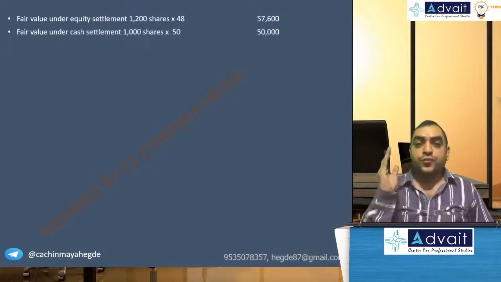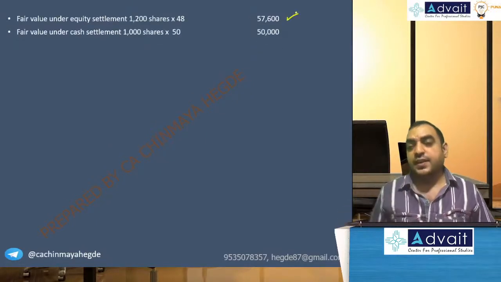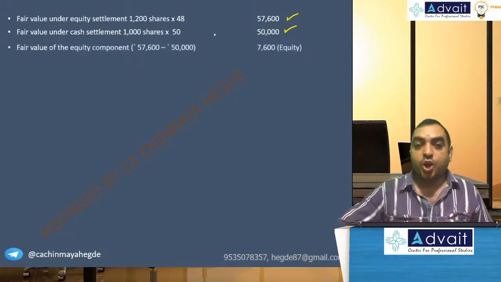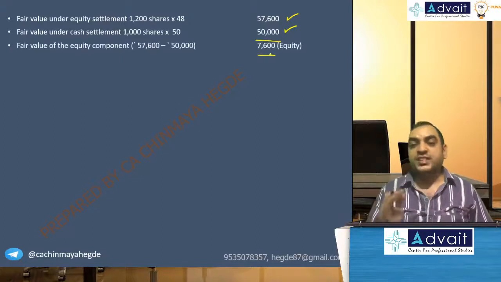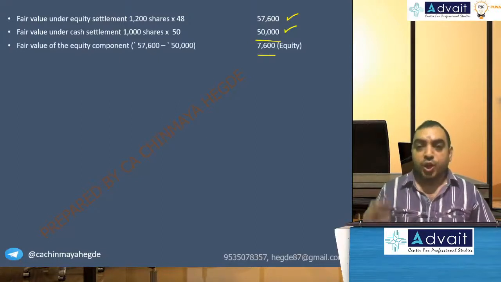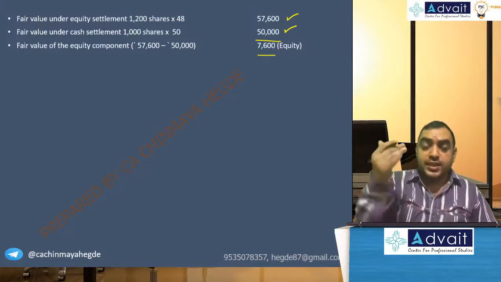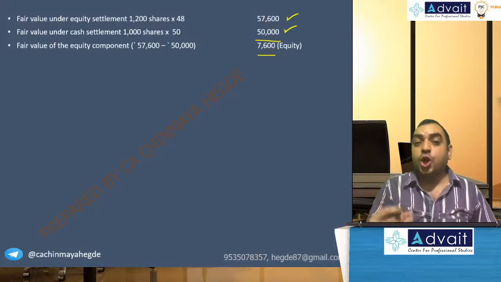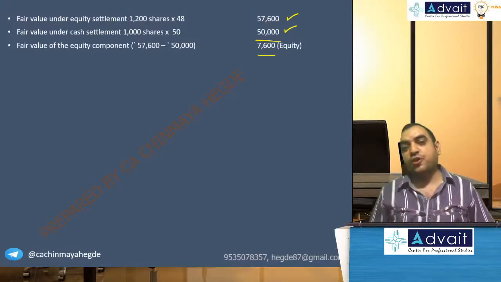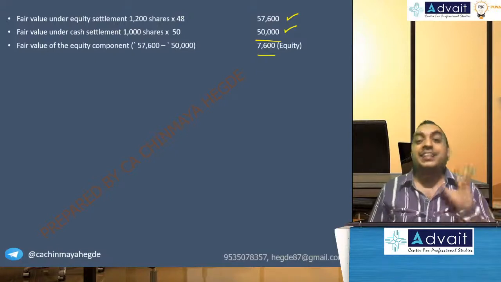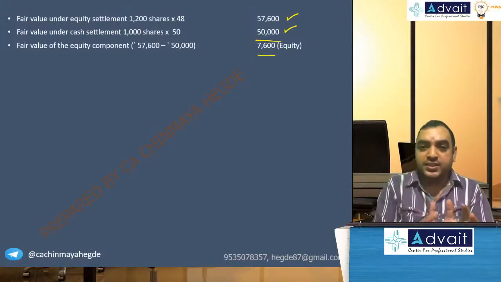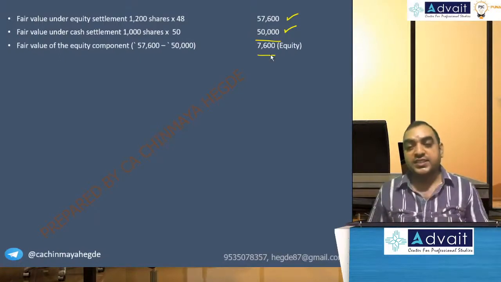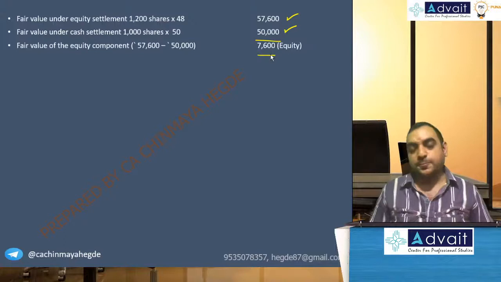What will be the value? So if you go for equity settlement, it is 57,600. If you go for cash settlement, 50,000. The difference will be called the equity component, 7,600. Now 50,000, if employee chooses, the entity has obligation to pay cash. When entity has got obligation to pay cash, it is in the nature of debt. Therefore, 50,000 is liability, balancing figure, residual component 7,600 is in the nature of equity.